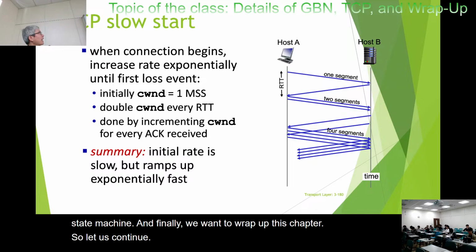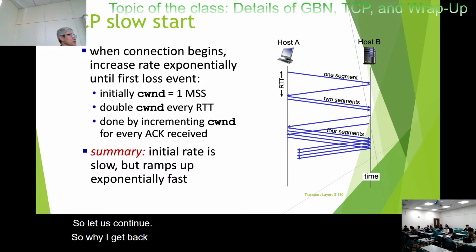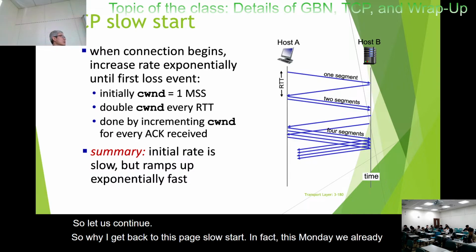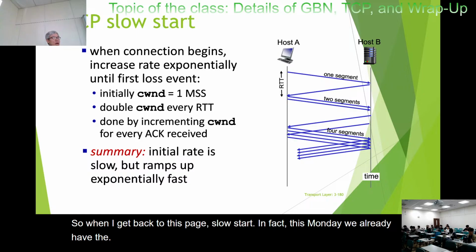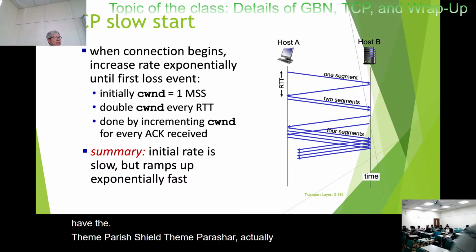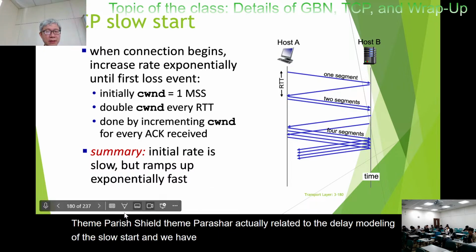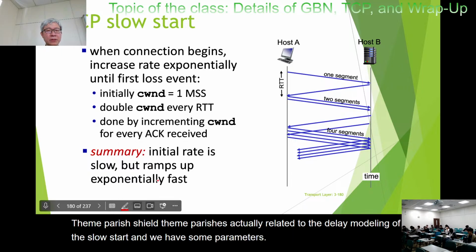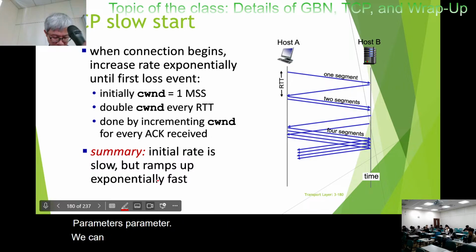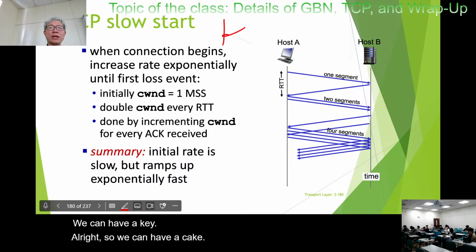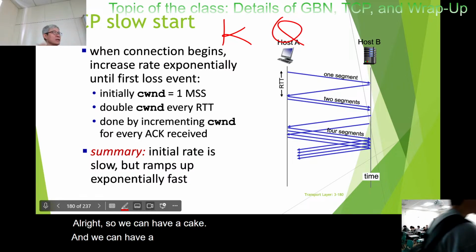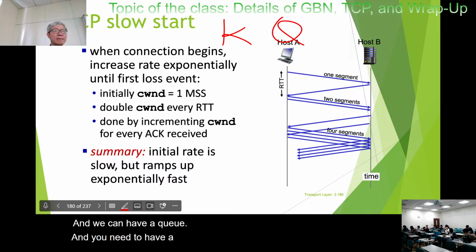Well, let me get back to this page, slow start. In fact, this Monday we already had the think-pair-share. Think-pair-share is actually related to the delay modeling of the slow start, and we have some parameters. We can have a K and we can have a Q. And you need to have some derivation based on base 2.